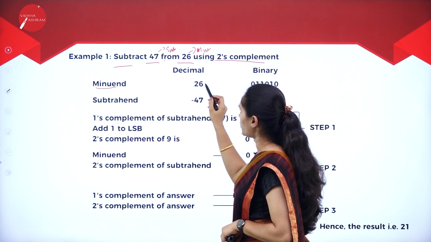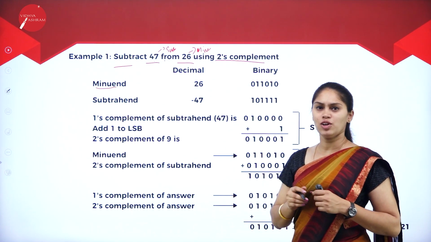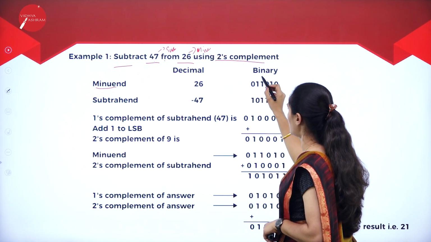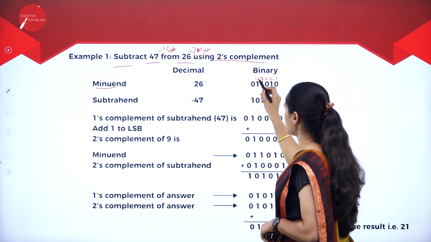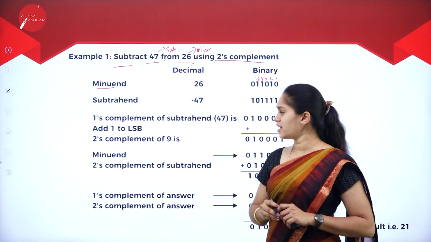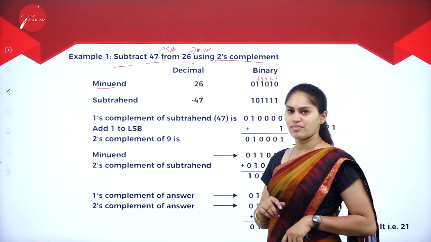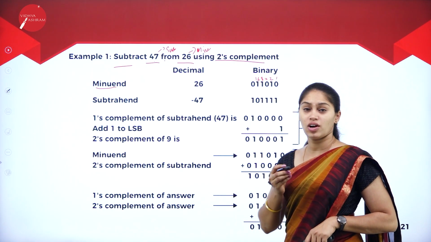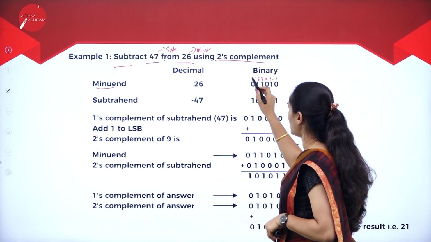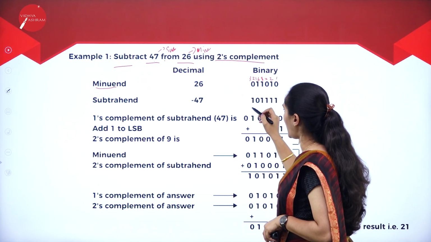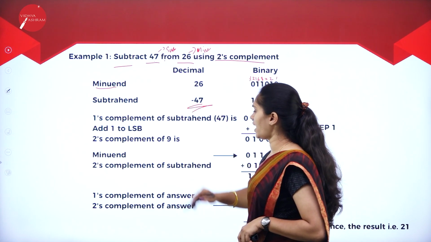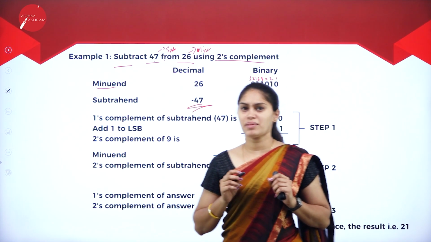So the minuend is 26, and the equivalent value of this 26 in binary is 0 1 1 0 1 0. So let me put 8 4 2 1 and here 16. 16 plus 8, 24, 24 plus 2, 26. Okay, so for the subtrahend, that is 47, but 16, 8, 4, 2, 1 is not enough for me to get 47, so I have to increase it by 32. So now it becomes 32, so that by adding 32 and 8 and 4 plus 2 plus 1, I am able to get 47. This will be my subtrahend.